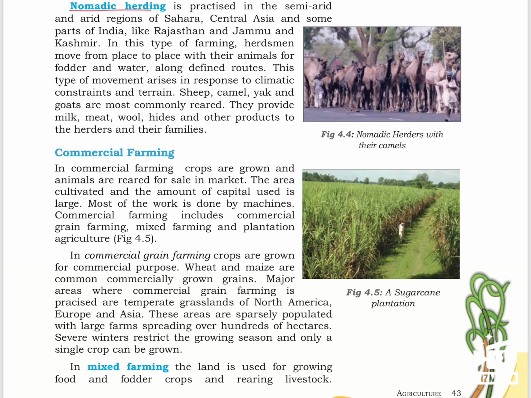Next we have nomadic herding. It is practiced in semi-arid and arid regions of Sahara, Central Asia and some parts of India like Rajasthan and Jammu and Kashmir. In this type of farming, herdsmen move from place to place with their animals for fodder and water along defined routes. Sheep, camel, yak and goats are the most commonly reared.